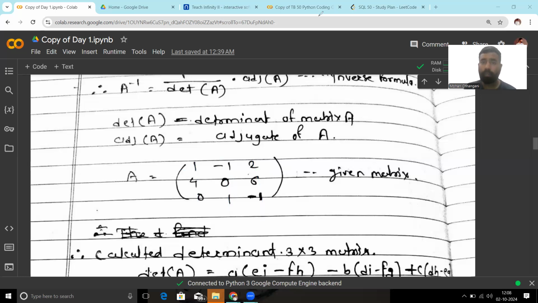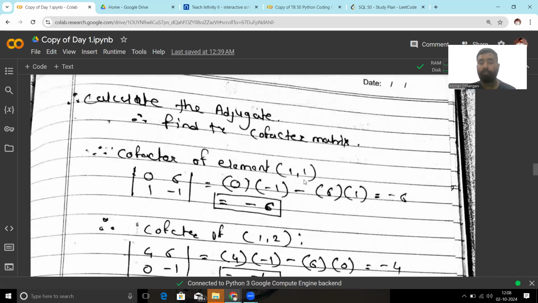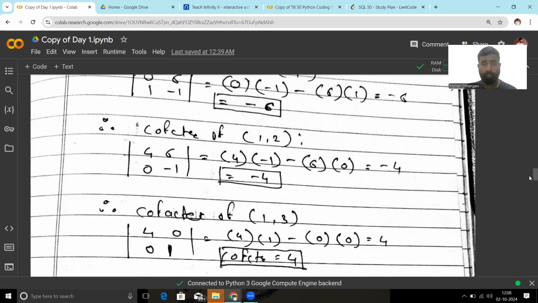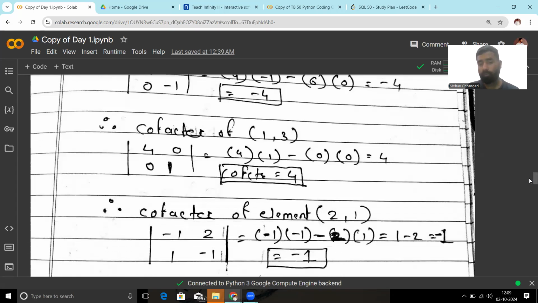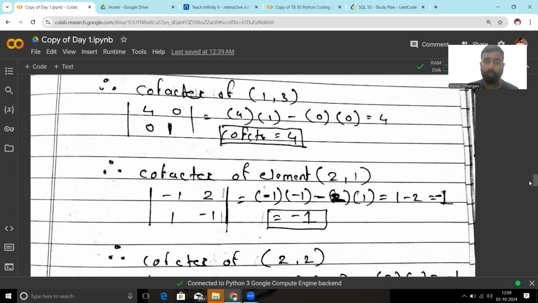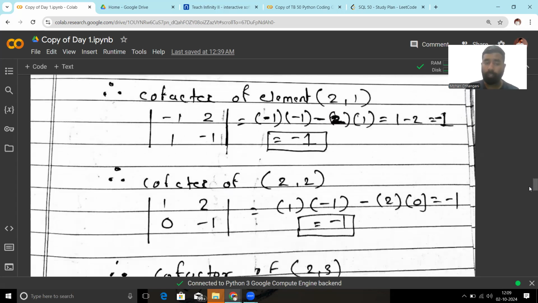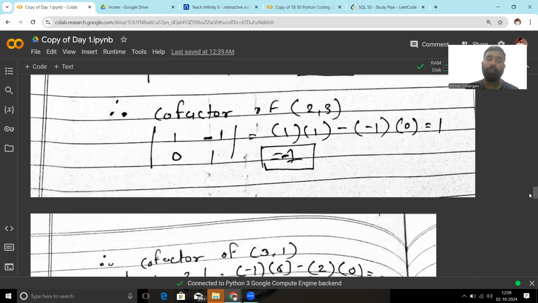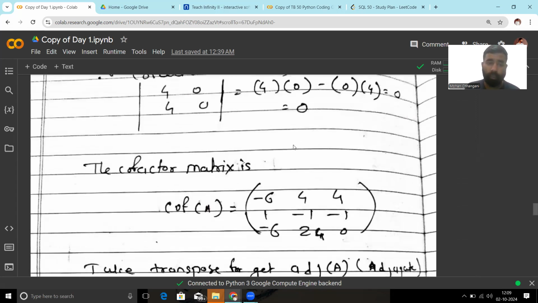Let me start, so we can easily understand. First, we find the cofactor of each element one by one. As I said, we skip the first row and first column, get this value, and get the cofactor of that matrix, which is -6. Then similarly we skip the first row and second column, so we get 4, 6, 0, 1, and the cofactor is -4. For the first row, third column skipped, we find the values and get the cofactor 4. Similarly for the second row, second column skipped, and so on for all elements. We get 9 outputs, and these are the cofactor matrix.